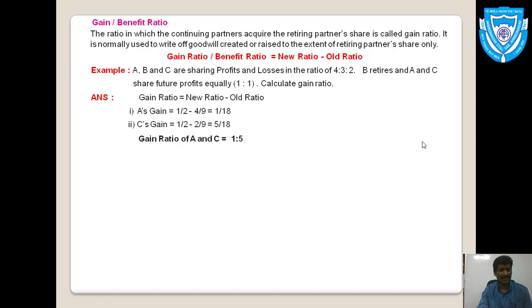So we can see here A's gain is equal to 1/2, which is new ratio, minus 4/9, which is old ratio, is equal to 1/18. And in the same way C's gain is 1/2, which is new ratio, minus 2/9, which is old ratio, is equal to 5/18. That means the gain ratio of A and C is equal to 1:5.